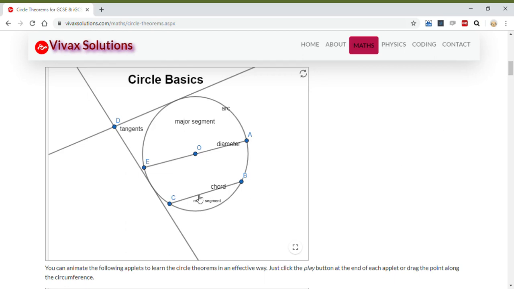So the first one is this. This is a chord, and a chord connects 2 points on a circle. A chord divides the circle into 2 segments. So this is the smaller segment, and we call it minor segment, and this is the major segment. You can see the longest chord in the circle is its diameter. Now in this segment, the boundaries are an arc and the chord.